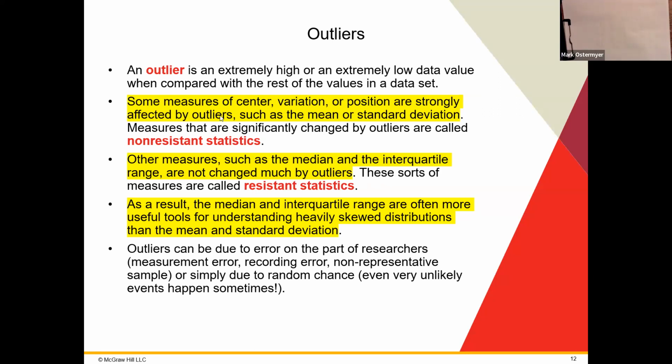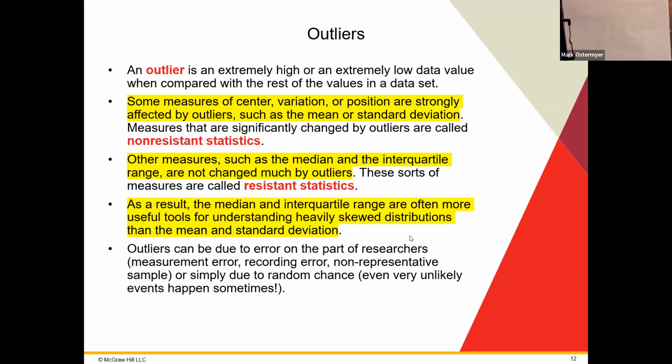Examples of non-resistant statistics would be measures of center, such as the mean, and the variation, the variance or standard deviation, and position are all affected adversely by outliers. Resistant statistics would be like the median or the interquartile range. They're not affected by outliers.